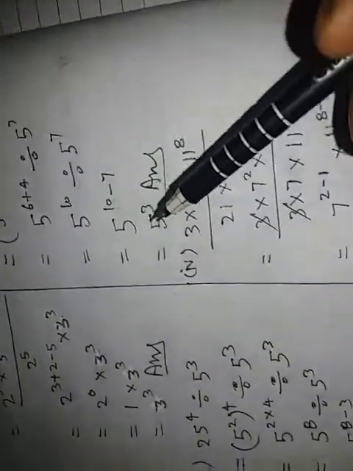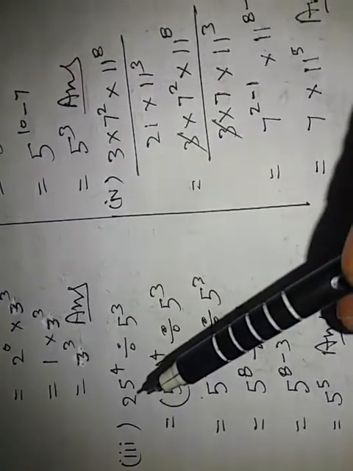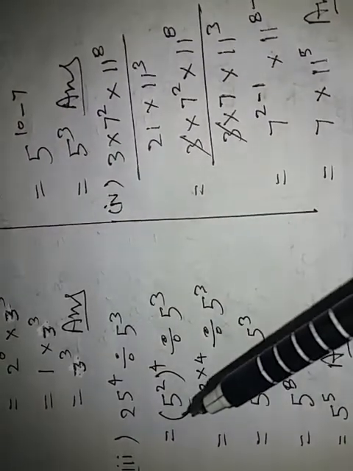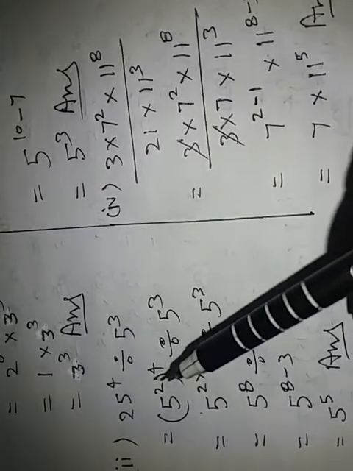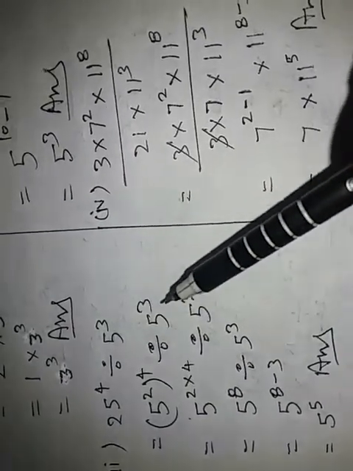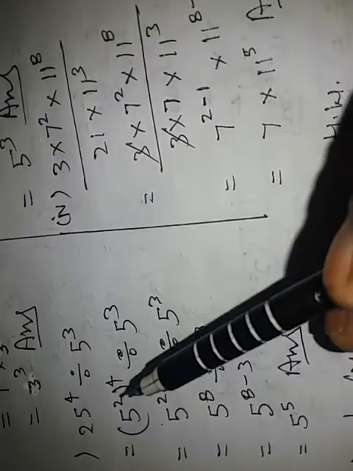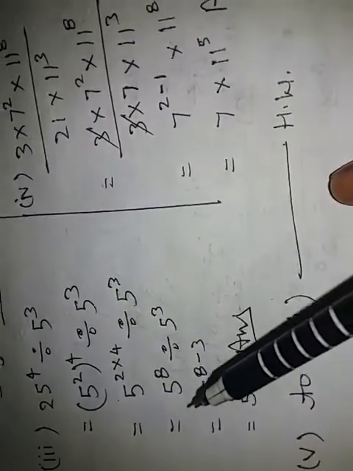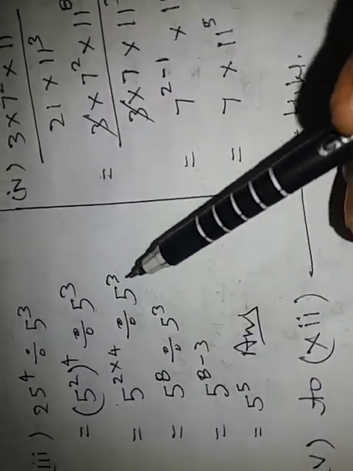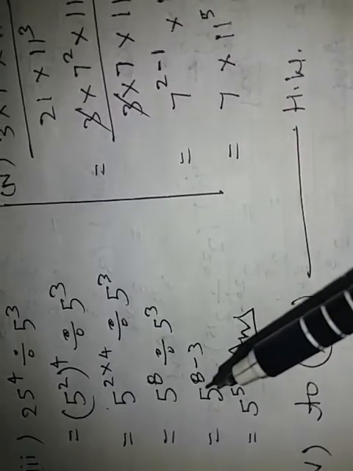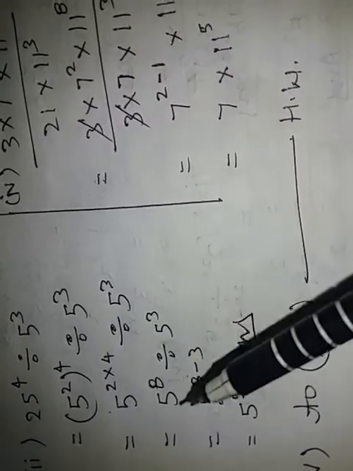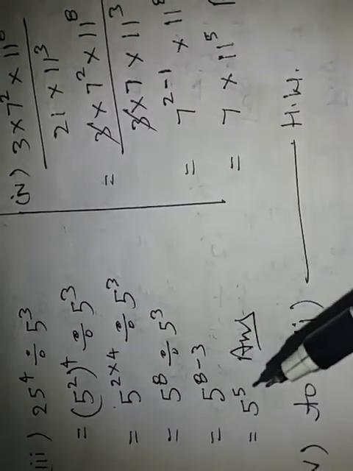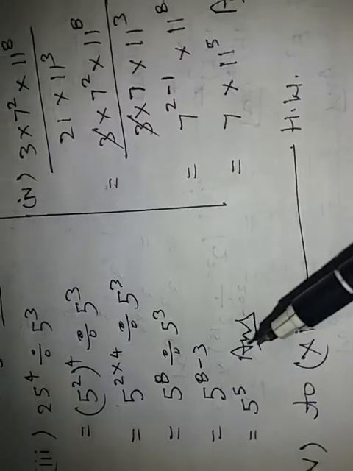It is the answer. Next, part 3 of question number 2. 25 to the power 4 divided by 5 to the power 3. We can write 25 as 5 to the power 2, whole power 4, divided by 5 to the power 3. 2 times 4 is 8, which means 5 to the power 2 into 4 divided by 5 to the power 3, which is 5 to the power 8 divided by 5 to the power 3, equal to 5 to the power 8 minus 3 because the bases are the same. To divide we have to subtract the exponents. 8 minus 3 is 5, so 5 to the power 5 is the answer.